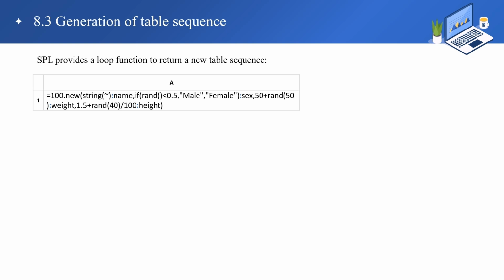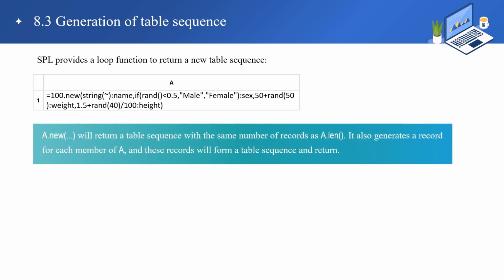The statements related to structured data are often very long. This is also the advantage of using a cell to write code. It won't let too long code in a cell be written out of the cell and affect the code reading on the right and below. Similar to A.(x) returning a sequence with the same length as A, A.new will return a table sequence with the same number of records as A.len. It also generates a record for each member of A, and these records will form a table sequence and return.